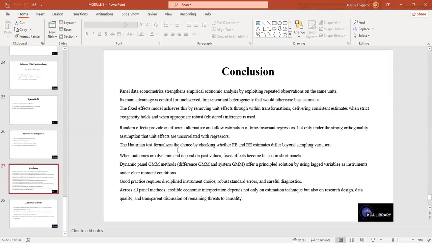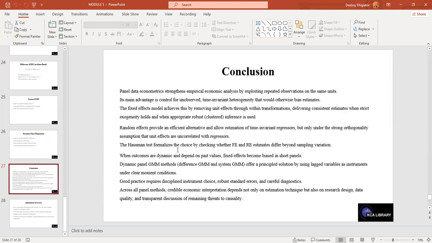When outcomes are dynamic and depend on past values, FE estimates become biased in short panels. For dynamic panels, GMM methods, that is difference GMM and system GMM, offer a principled solution by using lagged variables as instruments under clear moment conditions. Good practice requires disciplined instrument choice, robust standard errors, and careful diagnostics.